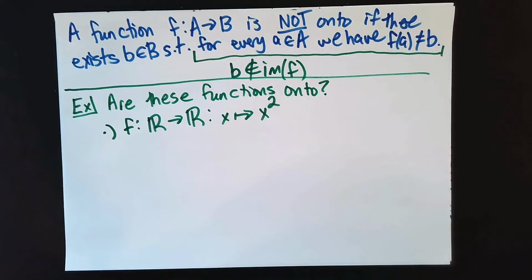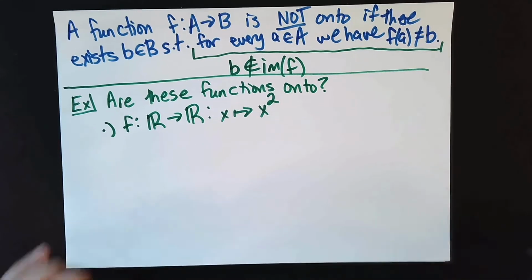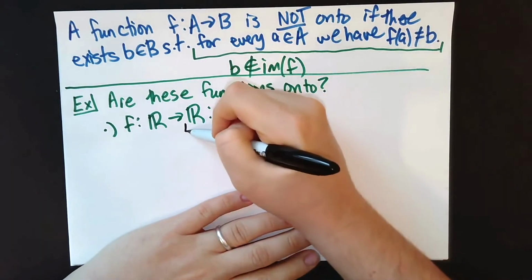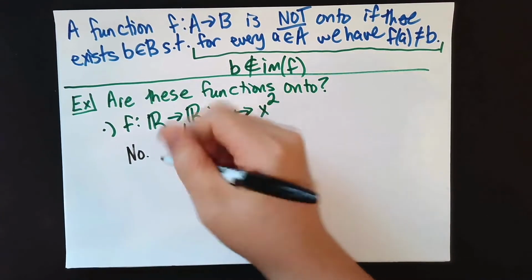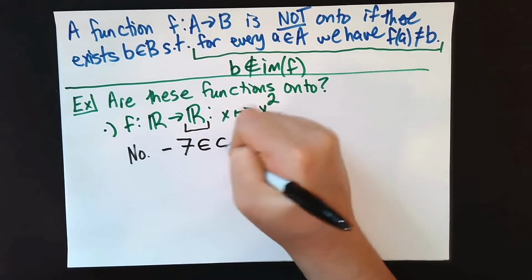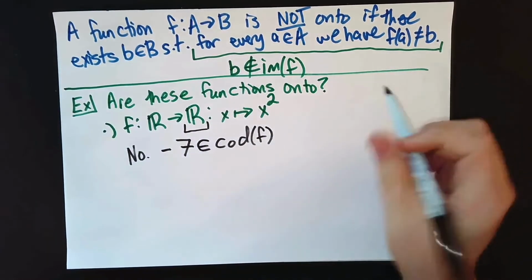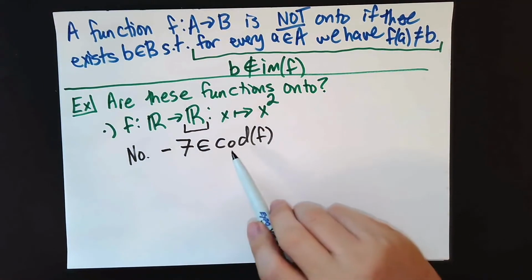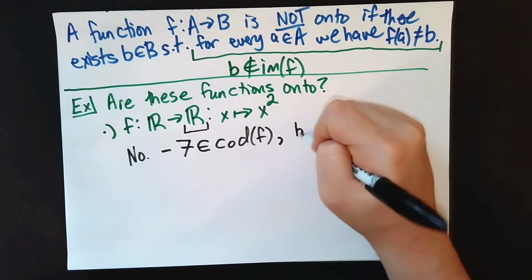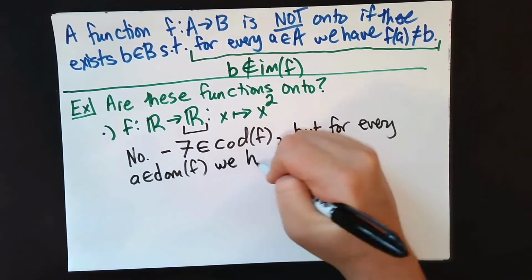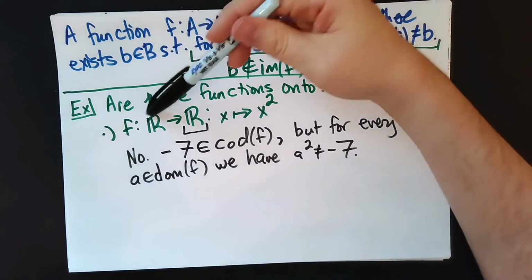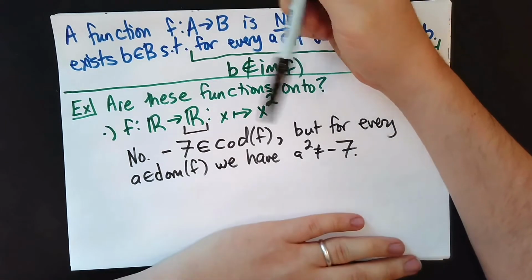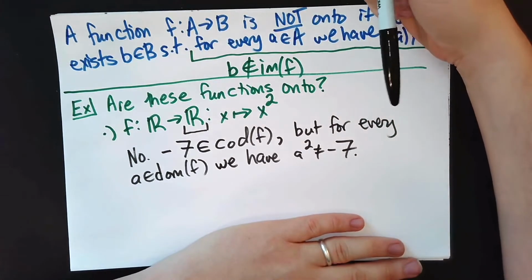So let's start by jumping back to our favorite function. Is this function from R to R that takes x to x squared, is this function onto? So the answer is no, this function is not onto, and here's why. There exists a b in B, namely, I'm going to pick -7 in the codomain, and this -7 happens to have the property that for every little a in big A, we have f of a is not equal to b, namely, for every little a in the domain, a squared is not -7. And so if you were to give someone a pithy summary of what's wrong with this function that makes it not onto, it's that it never outputs a negative number because squares are always non-negative.